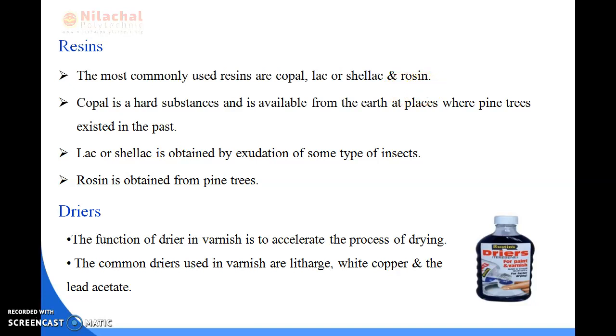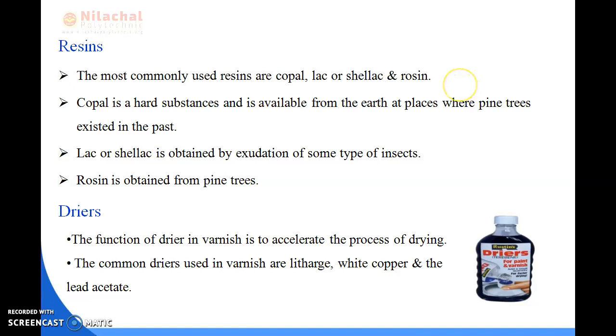So what do you mean by copal? Copal is a hard substance and is available from the earth at places where pine trees existed. So copal is formed only from the pine trees. And the next one is lac, or you can say shellac. Shellac is obtained by the exudation of some type of insects. Exudation means the fluid that is emitted from the insects. We can say it as exudation.